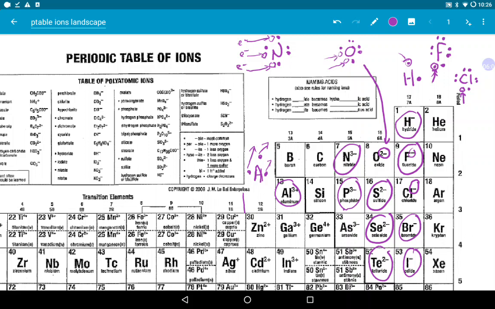Okay, so it's really important to understand how this periodic table of ions works. And if you know the Lewis dot diagrams, you also know how many electrons it gives if it's a metal, and how many electrons it takes if it's a nonmetal.